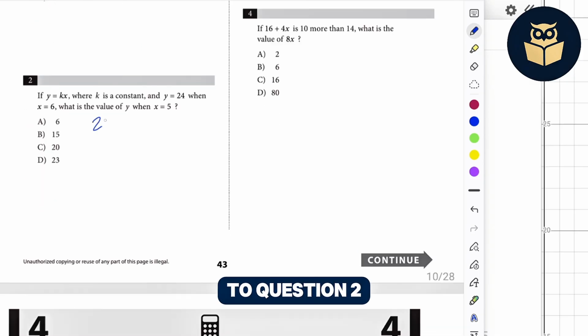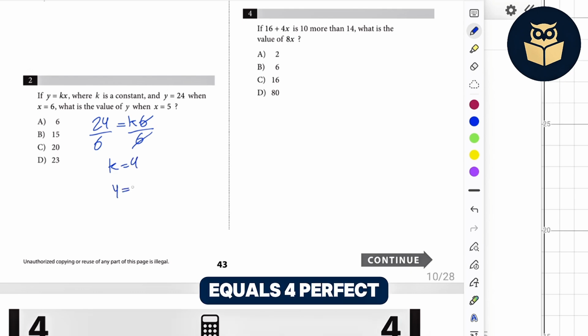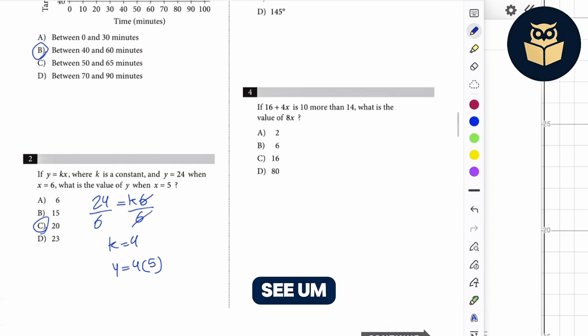Moving on to question 2. We're given a classic direct variation problem, y equals k times x. First, we need to figure out what k actually is. They tell us y is 24 when x is 6. If you divide 24 by 6, you get k equals 4. Perfect. Now the second part asks, what is y when x is 5? Just plug 5 into our new equation. y equals 4 times 5, which gives us 20. That brings us straight to choice C.